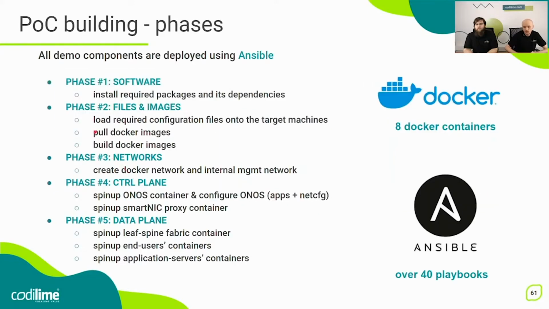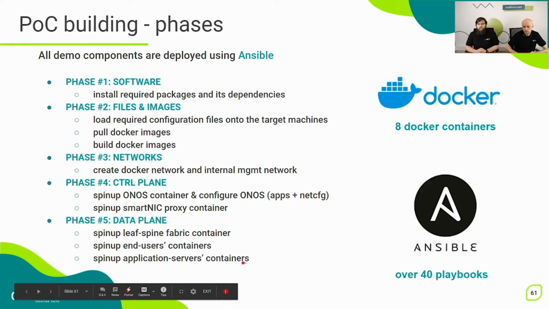The setup is built in 5 main phases. First, we install all required software and dependencies on the bare metals. In the second step, we download configuration files, Docker images, and we just build them. Then we configure the Docker network and something which we call an internal management network, just for the purpose of our demo. In the next step, control plane components are set up like ONOS and SmartNIC proxy, and they are configured accordingly. And finally, we run the leaf-spine fabric and emulated hosts, so end users and application server containers.